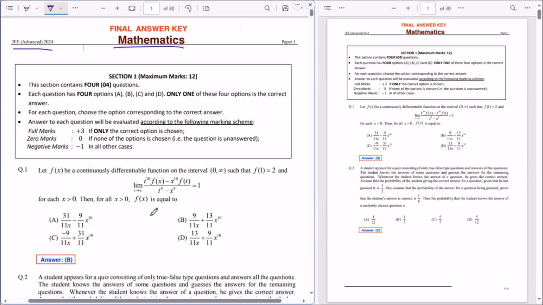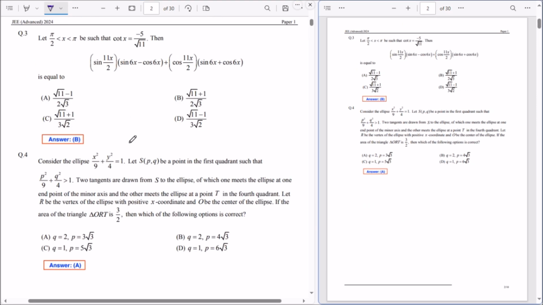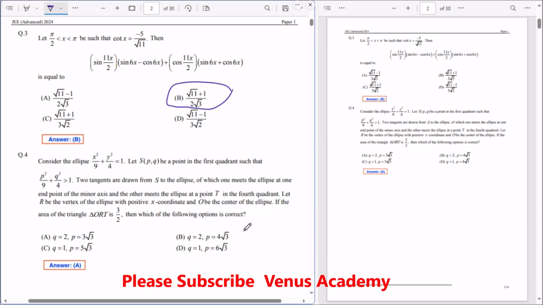Question 1. Dear students, option B is the correct option. Next, question 2. For this, option C, 5/7, is the correct option. Next, question 3. The correct option for this question is option B. Next, question 4. For this question 4, option A is the correct option.